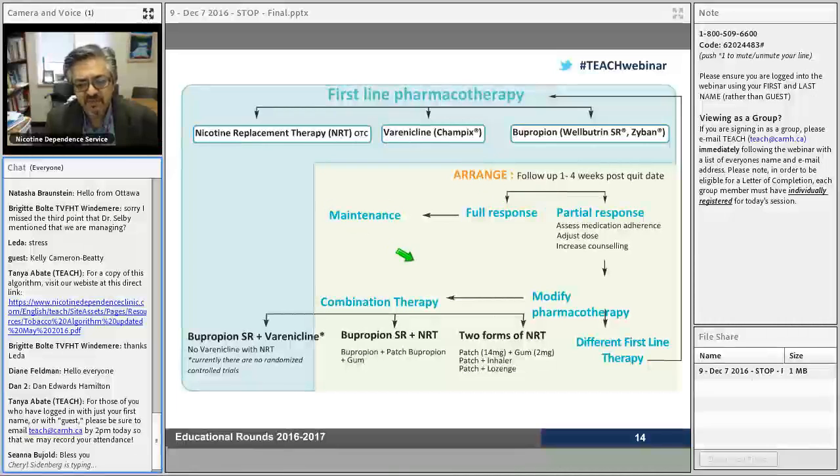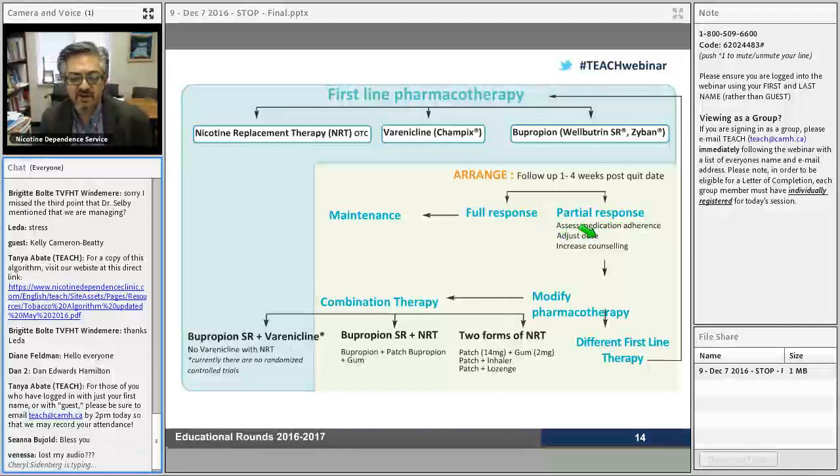What we're really assessing in that follow-up visit is, are they responding? Are they having a partial response or a full response? If they have a full response, then continue to help them on their way and start working on relapse prevention. On the other hand, if they have a partial response, assess if they're actually taking the medication as prescribed. They may need a dose adjustment because we may have started them on too low a dose, and we may need to increase the counseling required because they may, for example, have a household member who smokes around them and gives them easy access to cigarettes. We have 2 choices to modify the pharmacotherapy. One is to switch to a different first-line medication, so if we had started with one, go to the next one. Or we could go to combination therapy.